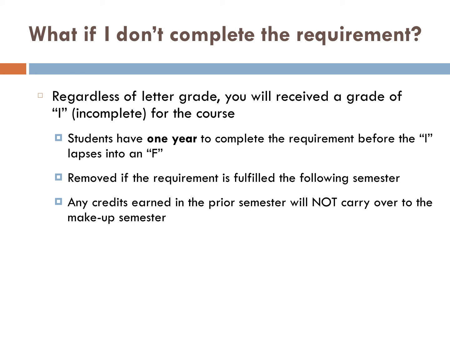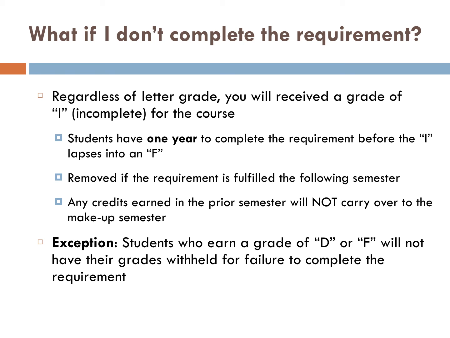Now, if you are needing to make up the requirement the following semester, any credits that you earned in the semester that you actually took the class will not count, will not roll over, and you'll need to start from 0 when you complete your makeup requirement. Now, there is an exception to this process. If you are actually receiving a D or an F for the class, that grade will not be kept from you. You will not receive an incomplete. Even if you haven't completed the requirement, you will see that grade so that you're aware.